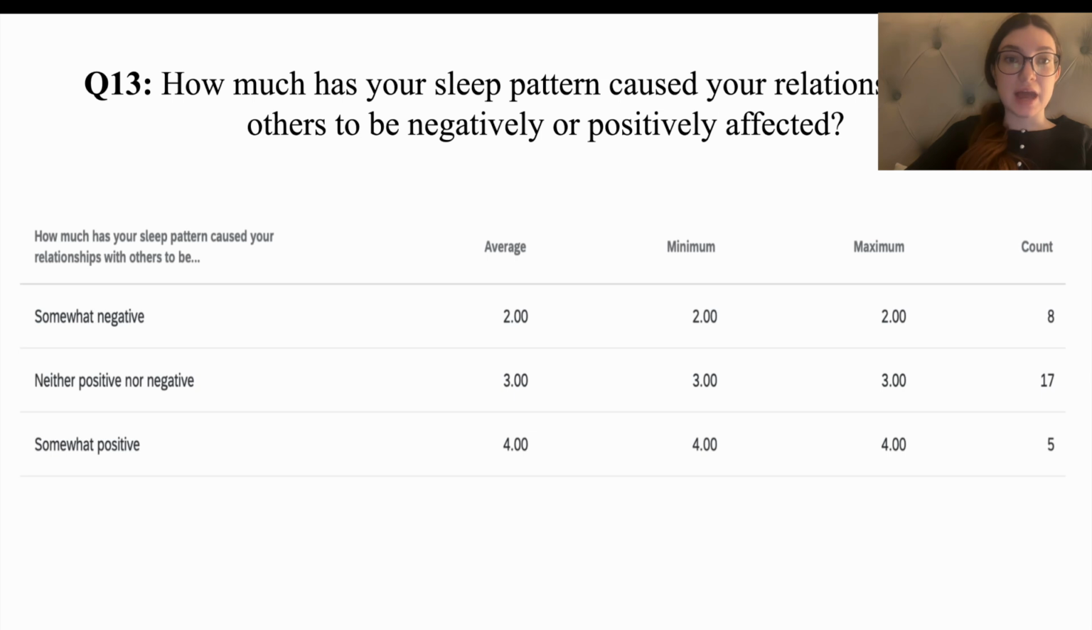Question 13. How much has your sleep pattern caused your relationships with others to be negatively affected? We had 8 respondents say somewhat negatively. We had 17 say neither positive nor negative, and we had 5 say somewhat positive.